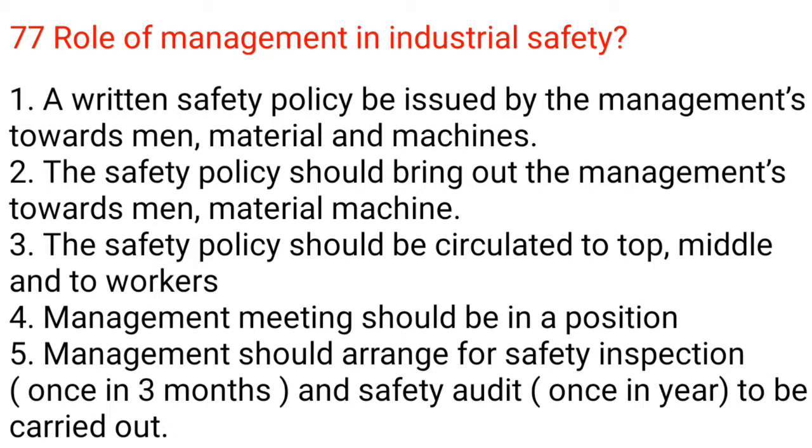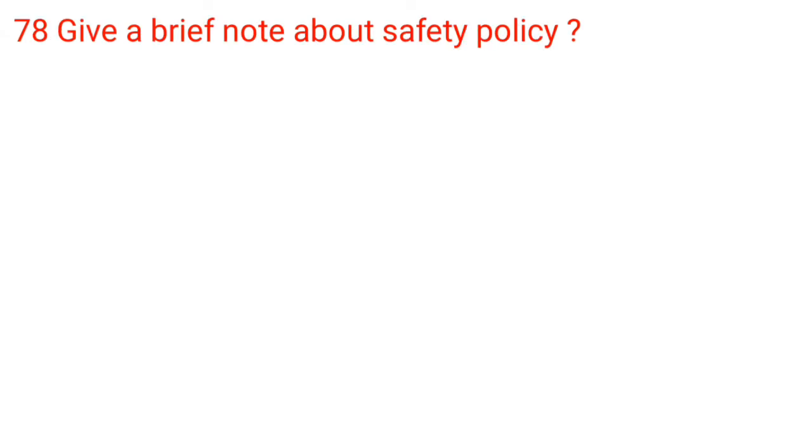A written safety policy should be issued by the management towards men, material and machines. 2. The safety policy should bring out the management's commitment towards men, material and machine. 3. The safety policy should be circulated to top, middle management and to workers. 4. Management meetings should be held. 5. Management should arrange for safety inspection once in 3 months and safety audit once in a year to be carried out.